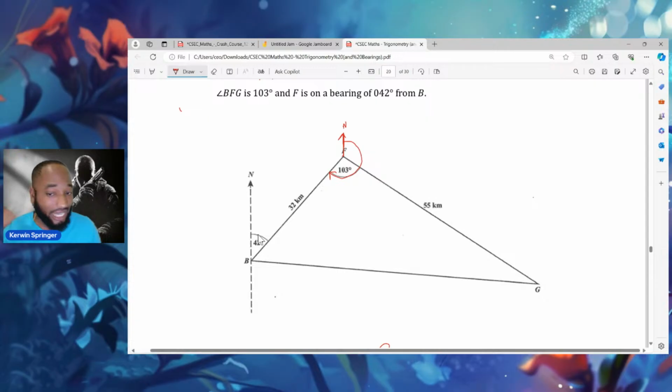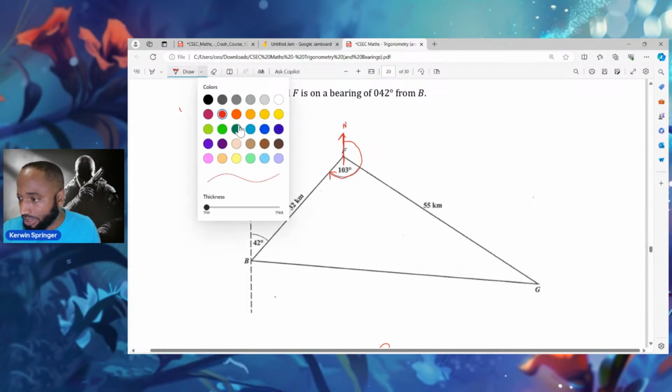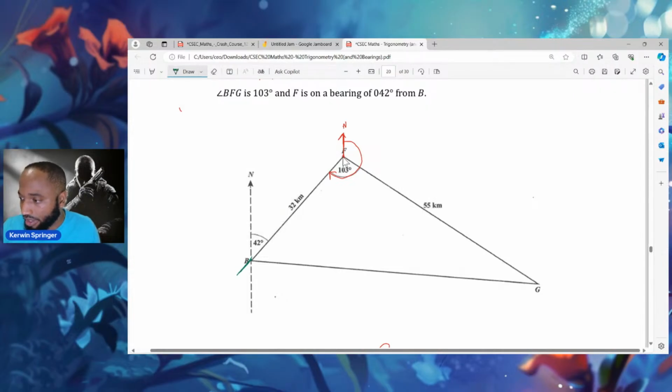Well, as I said, one of the main things in bearings is to look for co-interior angles. You see how the knots, you extend the knots. Like if I pull this down here, you see in that shape, them are called co-interior angles. They always add up to 180. So if this is 42, the angle here missing must add up to 180.